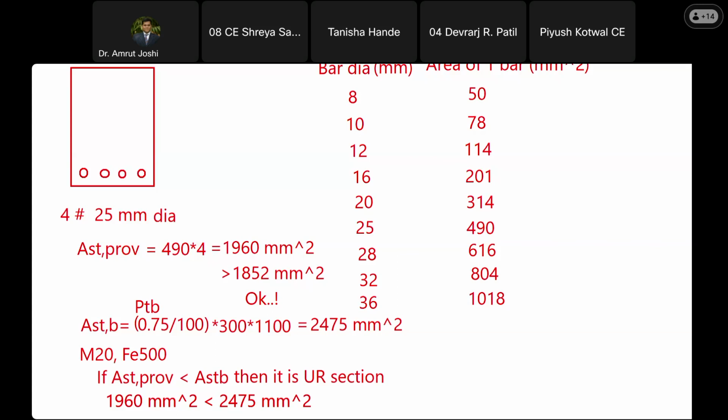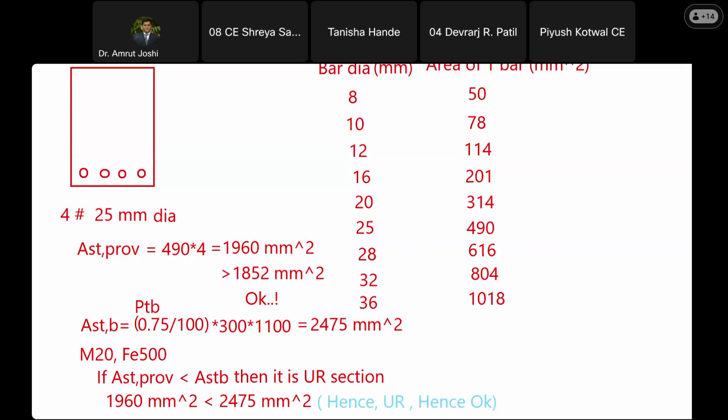Yes, sir. So if this steel had come out more than the balanced section, what would we do? We would have revised the depth. Are you with me? Yes, sir. If the depth is increased, then after putting it in the formula the AST would come out less, and then we have to satisfy this requirement. Happy? Yes, sir. Okay.